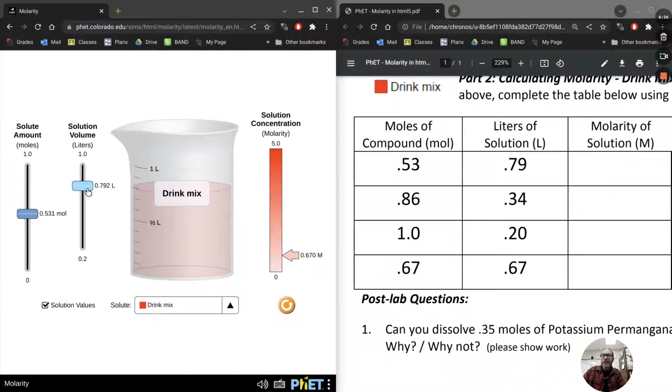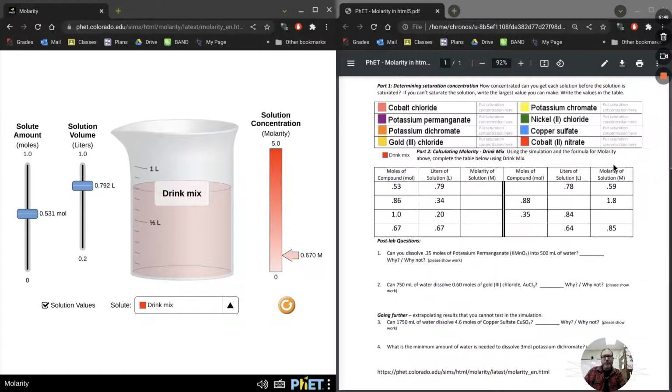Understand that since I'm wanting you to use the sim for this, if you get results that are too perfect, I'm going to know you just, well, cheated with the math instead of actually doing the simulation. So when I've got that set as close as I can get it, I come over here and take a look at the concentration. In this case, it's 0.670, and that would go here where it says molarity of solution. And you're going to do the same for these other three on the left side.